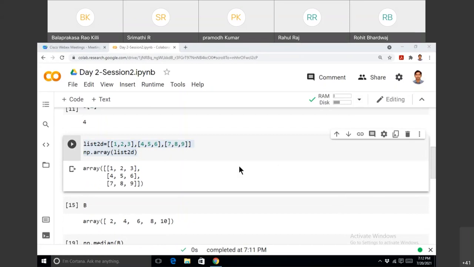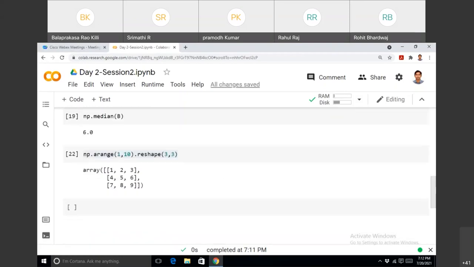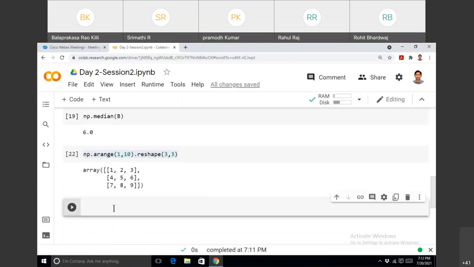So by passing a list, we have created a 2D array. Now here, what we did? We have generated 9 numbers. Then we have changed the shape of those 9 numbers to 3 by 3, right? Now suppose, here this arange, what will it generate? It will generate a sequence of numbers, 1, 2, 3, and so on, like this.